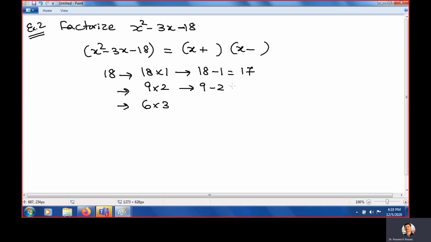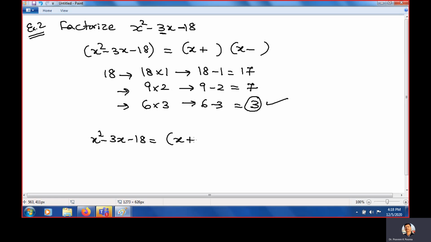9 minus 2 is equal to 7. And 6 minus 3 is equal to 3. And if you see, 3 is matching here. So what are the factors? The expression is x square minus 3x minus 18.